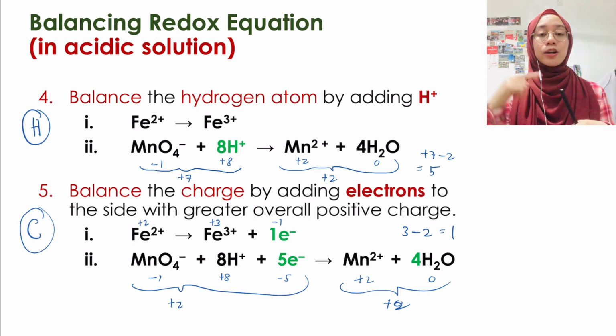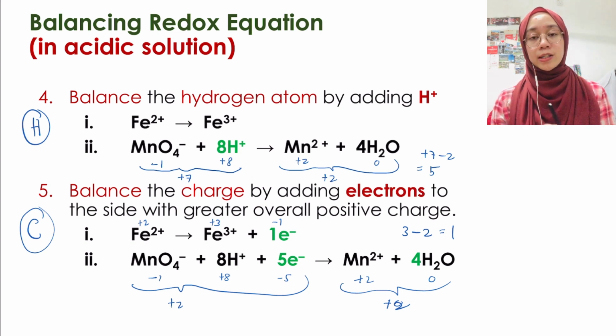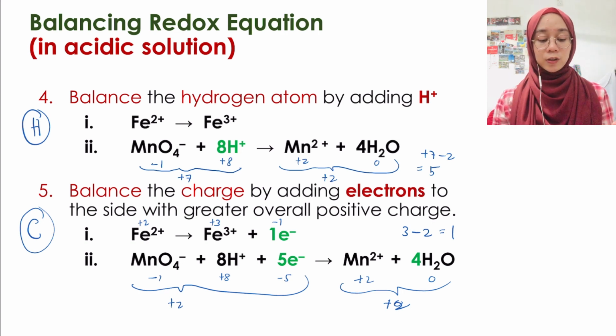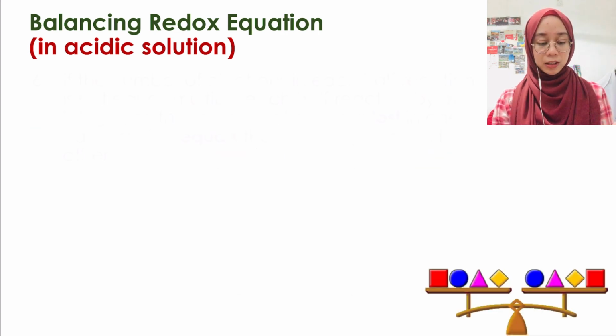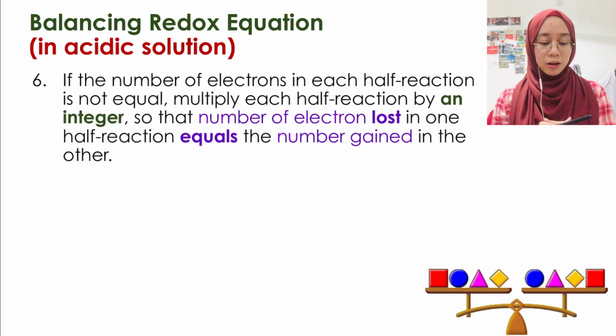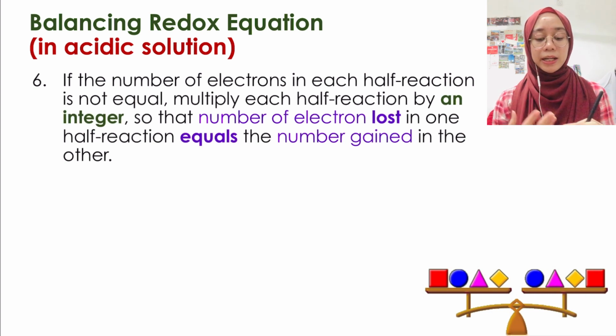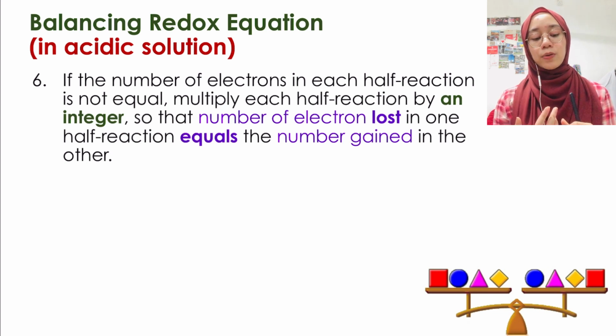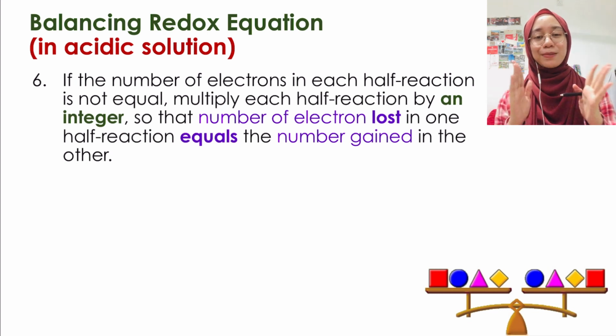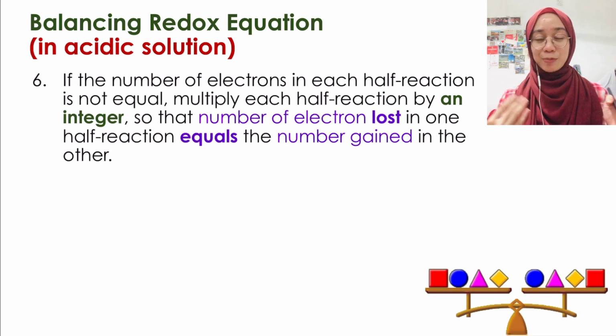Okay, jadi barulah kita pergi kepada yang terakhir, which is kita nak balancekan elektron. Okay, so if the number of electrons in each half equation is not equal, so you need to multiply each half equation by an integer. So the number of electrons lost in one half equation equals the number gained in the other. Okay, so mungkin kalau kamu baca sekali lagi, kamu akan faham lah.